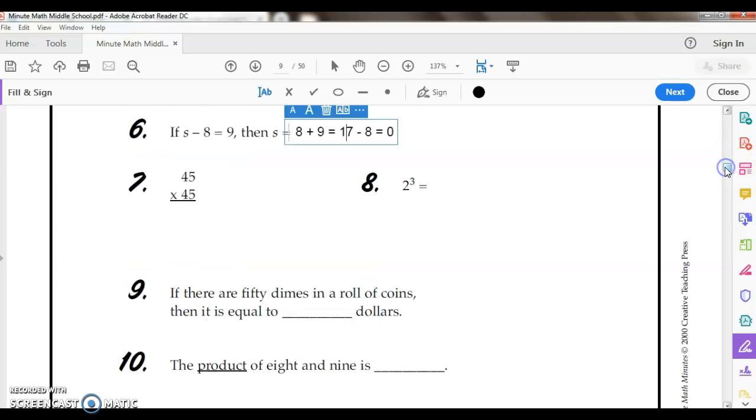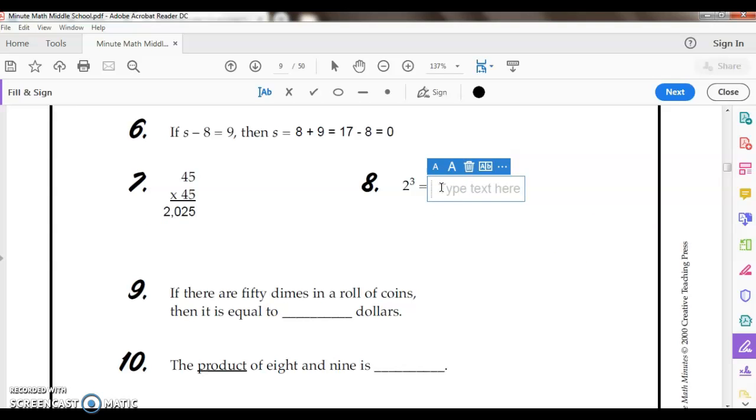Number 7, 45 times 45, well, it's going to be a big number, isn't it? Which we'll just write down as 2025.